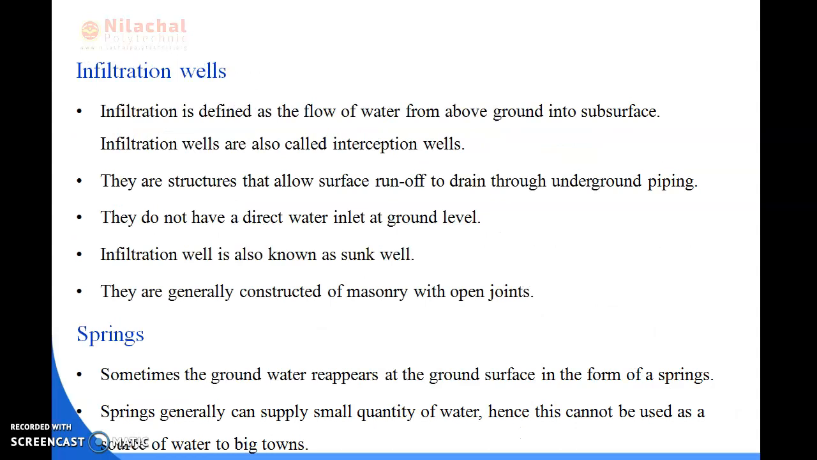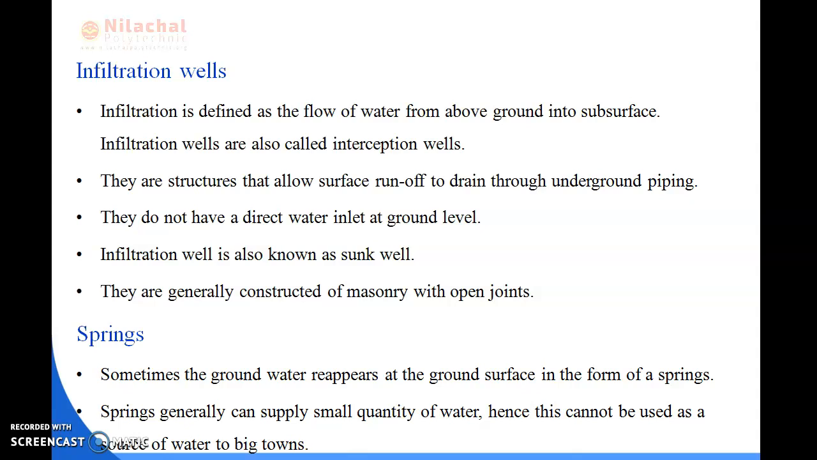Next we will be discussing infiltration wells. Infiltration is defined as the flow of water from above the ground into the subsurface. Infiltration wells are also called interception wells, and they are structures that allow the surface runoff to drain through underground piping. They do not have a direct water inlet at ground level. An infiltration well is also known as a sunk well, and is generally constructed of masonry with open joints.